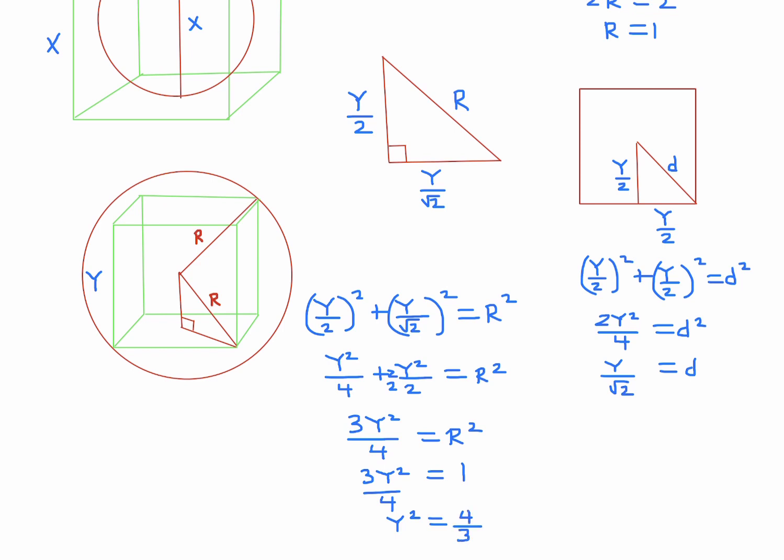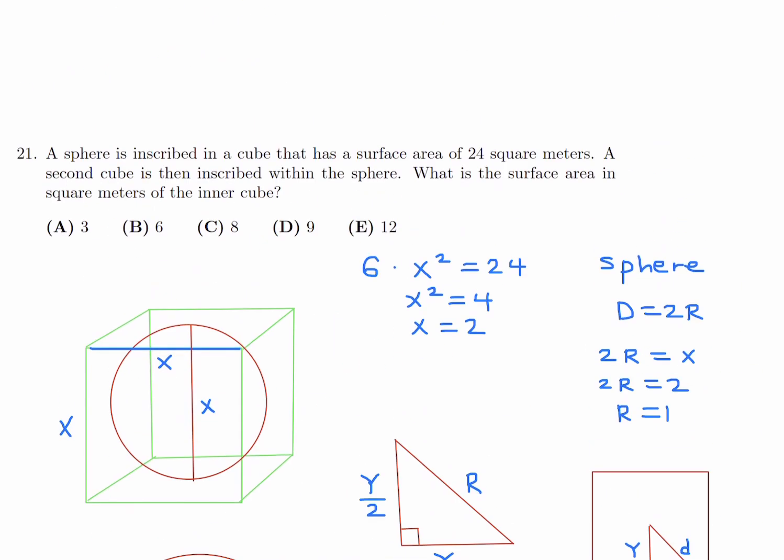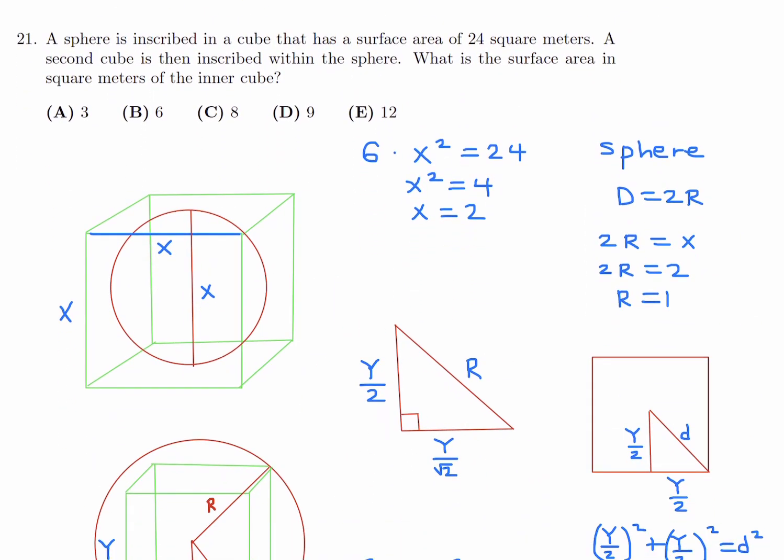Correct? And now, finally, we get to the very last step, which is the surface area of the smaller cube. Well, surface area is 6 times the area of each side, and the area of each side is y squared. Y squared, we just figured out, was 4 over 3. So there you go. The answer would be 8. So number 21, the answer is 8, which is C.